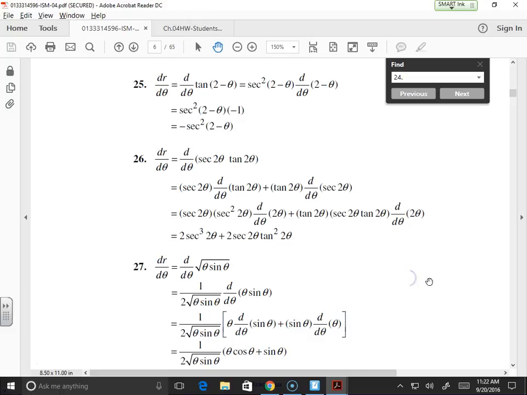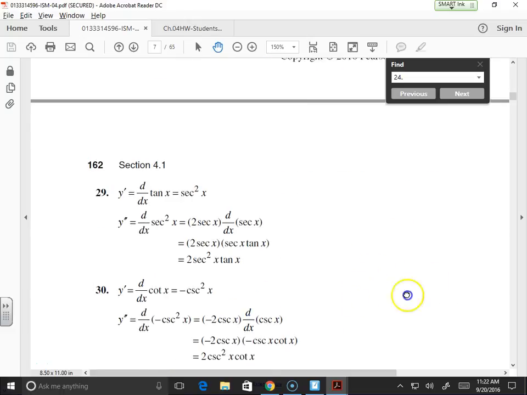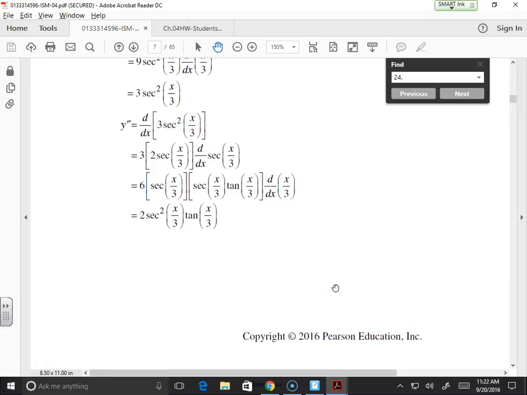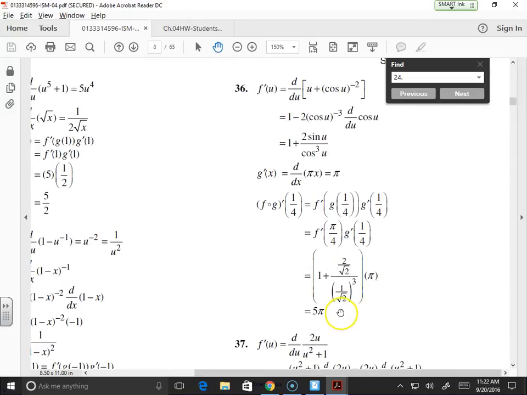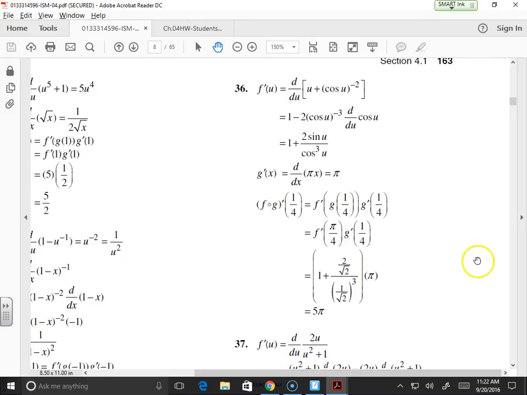Alright, next one. 36? Yeah, I couldn't get very far on this one. I got to 2 pi tangent x over cosine squared of x. Here he is, 5 pi. That's the composition prime. G prime is just pi. Can you go through this one? Because I got lost in this one. I understood exactly what you explained in class, but when I got to this one, it just.